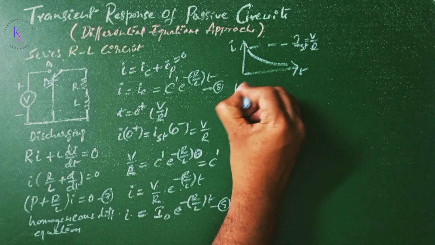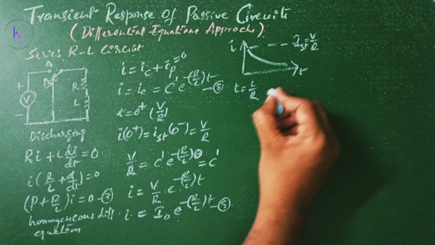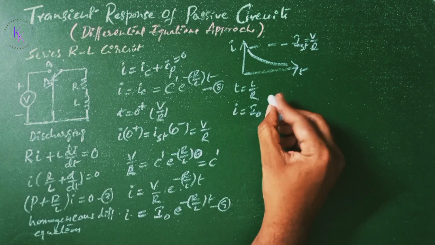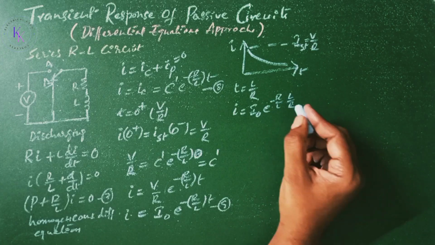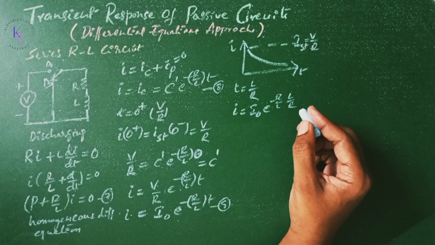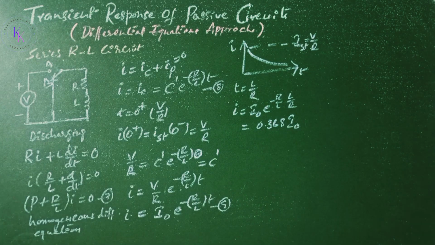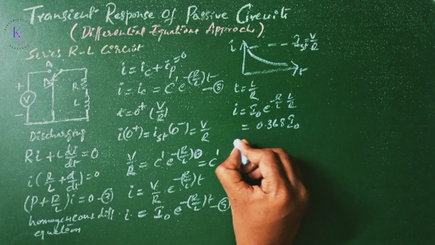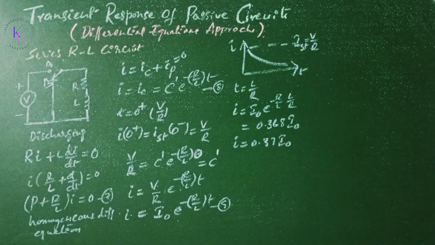Now assuming the t value equals L/R, equation number 9 becomes i equals I naught e to the power of minus R/L multiplied by L/R, that is e to the power of minus 1, which is nothing but 0.368 of I naught. L/R being the time constant, it is observed that the decaying current will reach 36.8%, or we can simplify this to 0.37 I naught, 37% of the initial steady state current at one time constant.